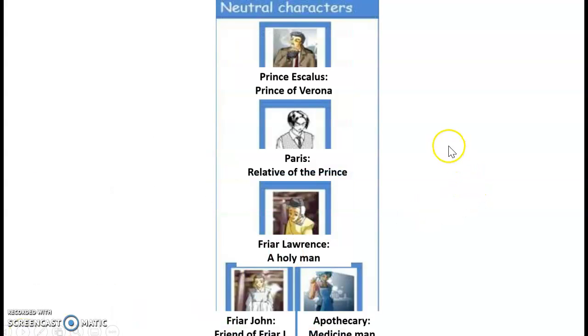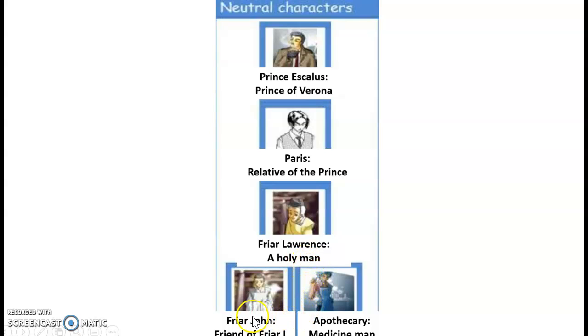Down the center, we have our neutral characters. They don't stand on one side or the other. We have Prince Aeschylus. He is the Prince of Verona, which is the city that our story takes place. We have Paris. He is a relative of the prince, so they are related. We have Friar Lawrence. He is a friar, which means he's a holy man. He's associated with a church of some kind.